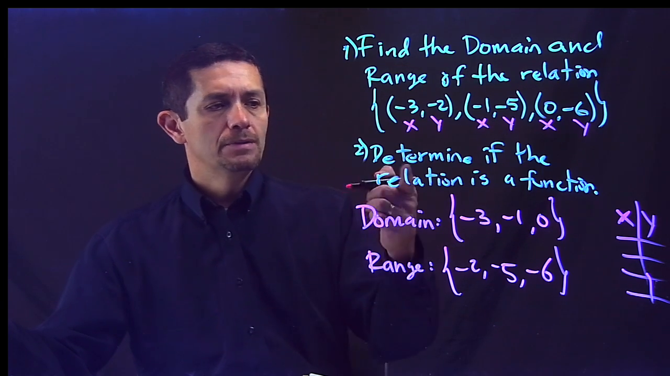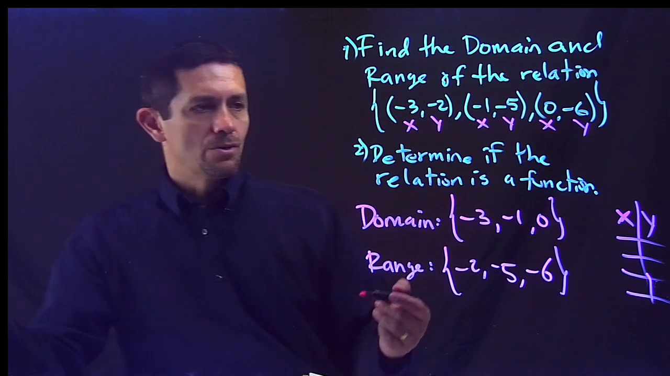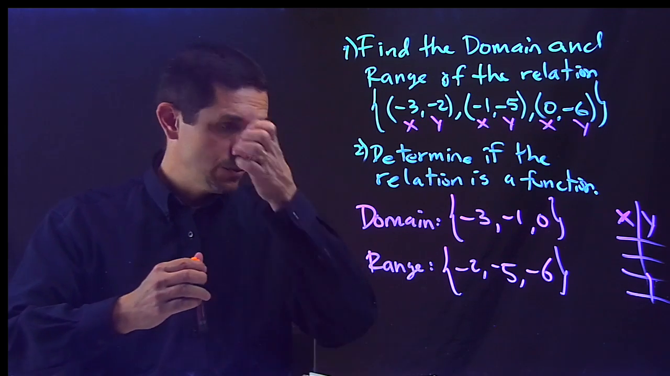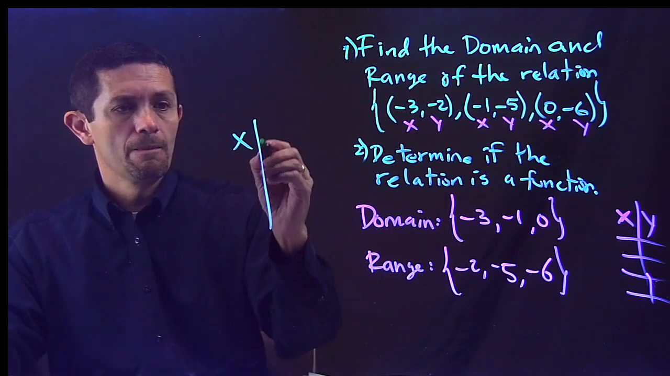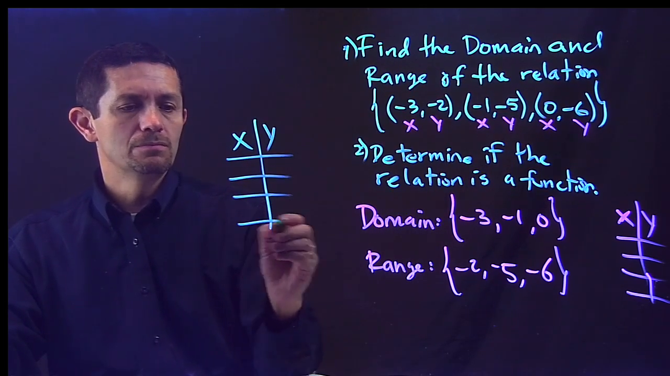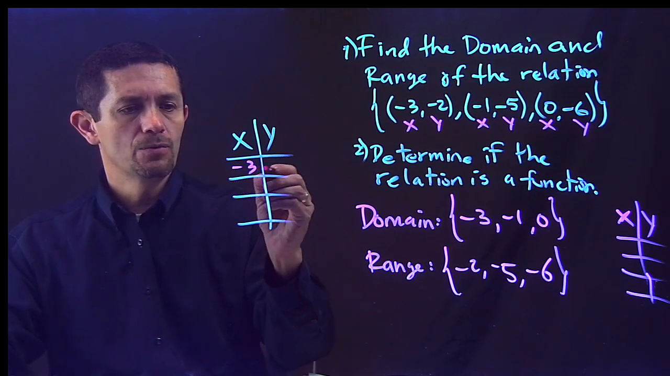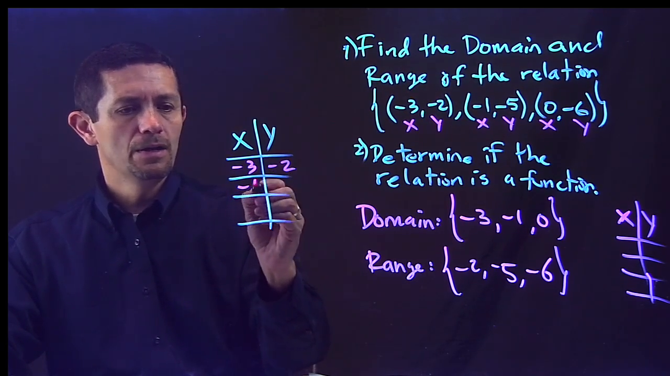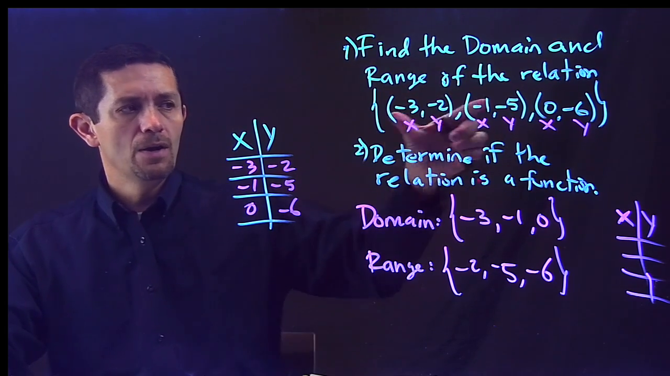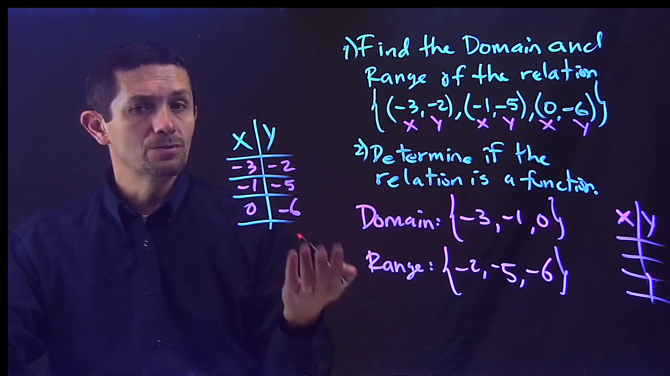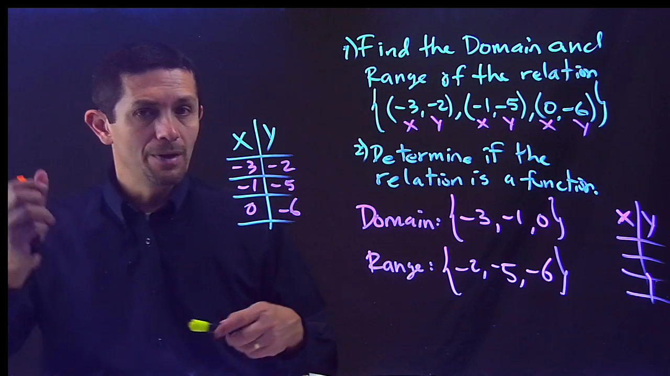All right, now, second question is determining if the relation is a function. How do we know if a relation is a function? So an easy way to do it, and hopefully you're going to visualize it better, is let me rewrite this relation in a t-table or table of values, whatever you want to call it. So I have -3, -2, -1, -5, 0, -6. I can write my relation in a table of values as well, and it's the same thing. Okay, so I just wrote it like this so you can identify better.